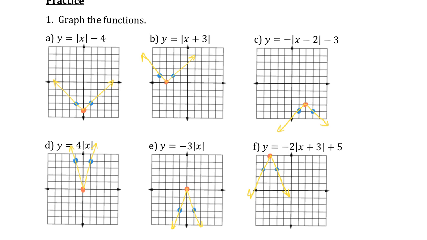Okay, this one didn't move, so it's still at 0, 0, but it had a vertical stretch. So instead of going right 1, up 1, I went right 1 and I went up 4 to stretch it by 4. Same on the left, went up 4. Okay, no translations. So it's still at 0, 0. It's opening down because of the negative, and it's stretching by 3, so I went right 1, down 3, left 1, down 3. Okay, and then the last one, left 3, up 5. Opens down, stretch of 2. So right 1, down 2, left 1, down 2. And it still makes a nice V.